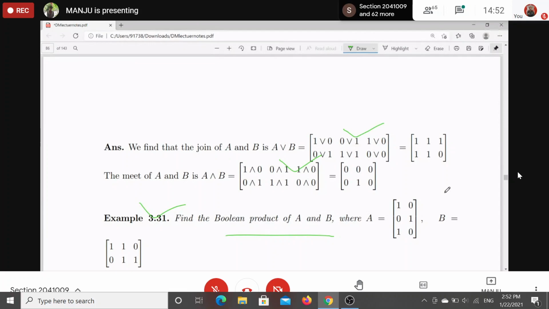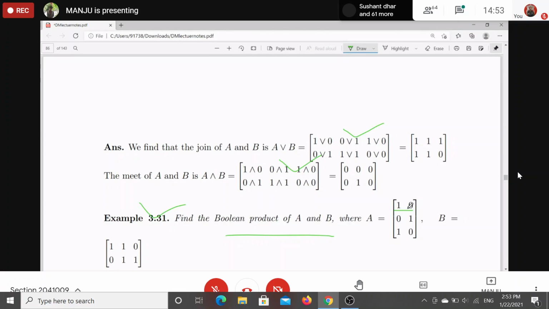Try to find the Boolean product of A and B, where A is given and B is given. Both matrices are 0-1 matrices. The first matrix order is 3 by 2, and the second matrix order is 2 by 3, so this 2 is common. The number of columns of A is equal to the number of rows of B, so the Boolean product is defined.